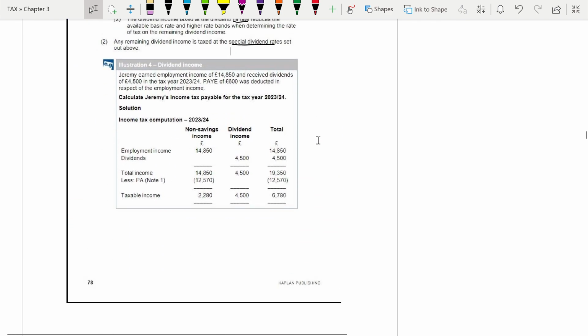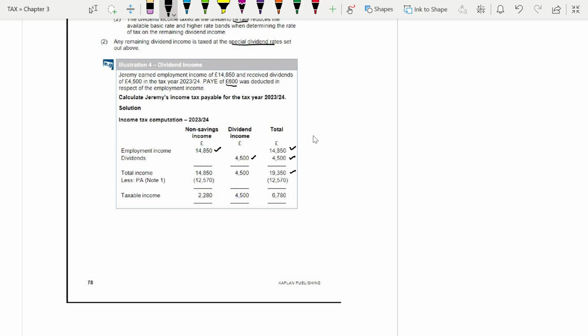See the thing, well, it's not difficult. It's very easy. They have earned an employment income of 14,850. They received a dividend income of 4,500. And they pay how much? They pay 2,600. Is it 14,850, 4,000 it comes.